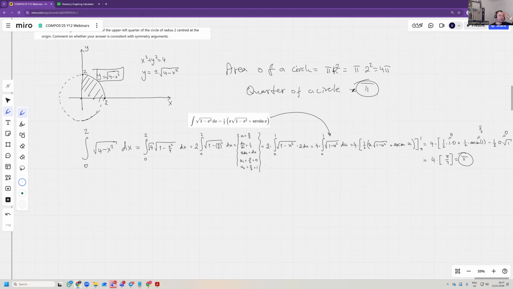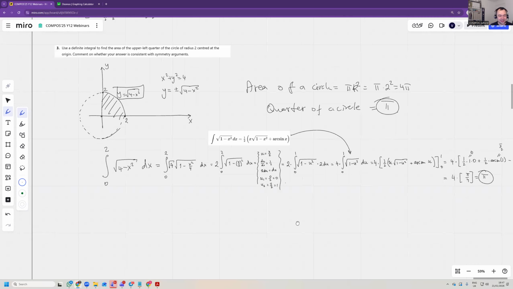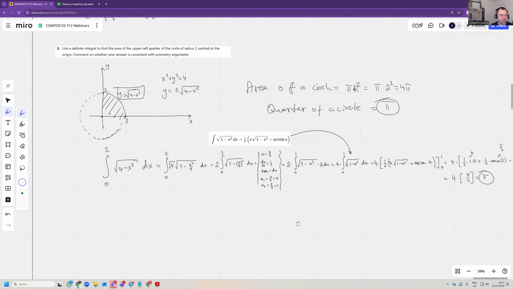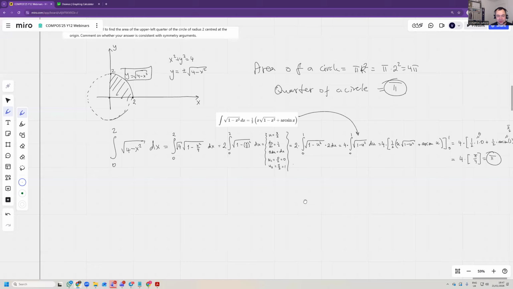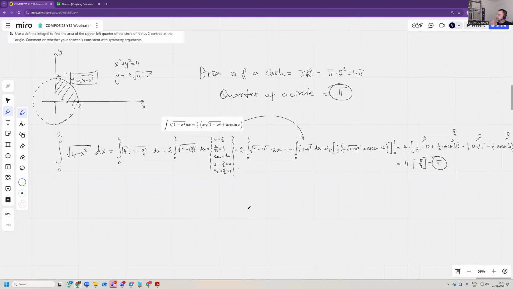Probably the hardest way of calculating the area of a circle that you've encountered so far in your life, but very nice. Okay, so that's how you do it. Once again, sometimes you don't just integrate straightforward. You sometimes need to look up integrals because integrals are difficult.